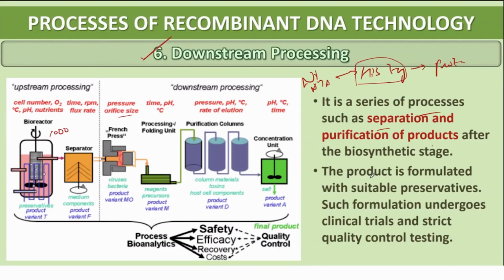Now this final product will be stored in preservatives, glycerol, or even at -80 without anything, in order to maintain the pH and the condition, and then it undergoes clinical trials in order to be approved. For example, if there are 10 bioreactors like this, for each bioreactor I'll have this unit, and from each bioreactor I'll have to test for the clinical trials. Strict quality control testing will be done.